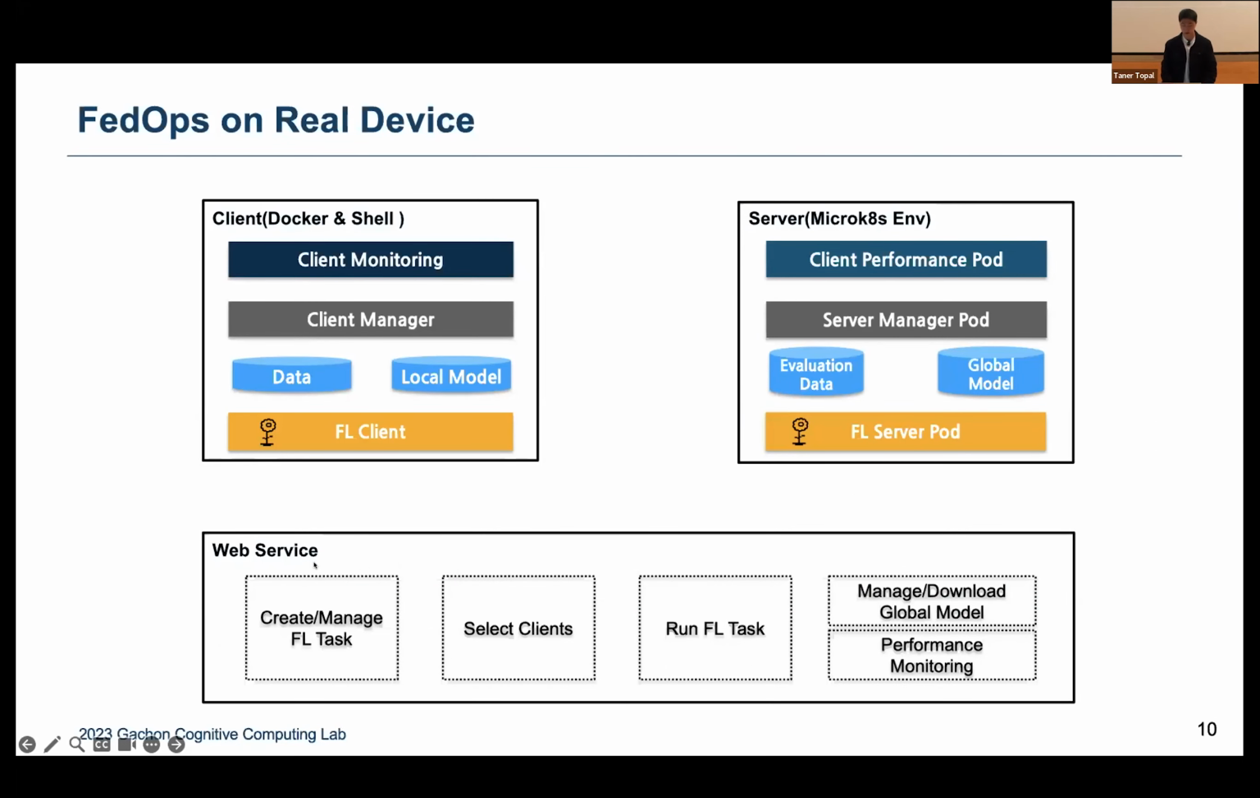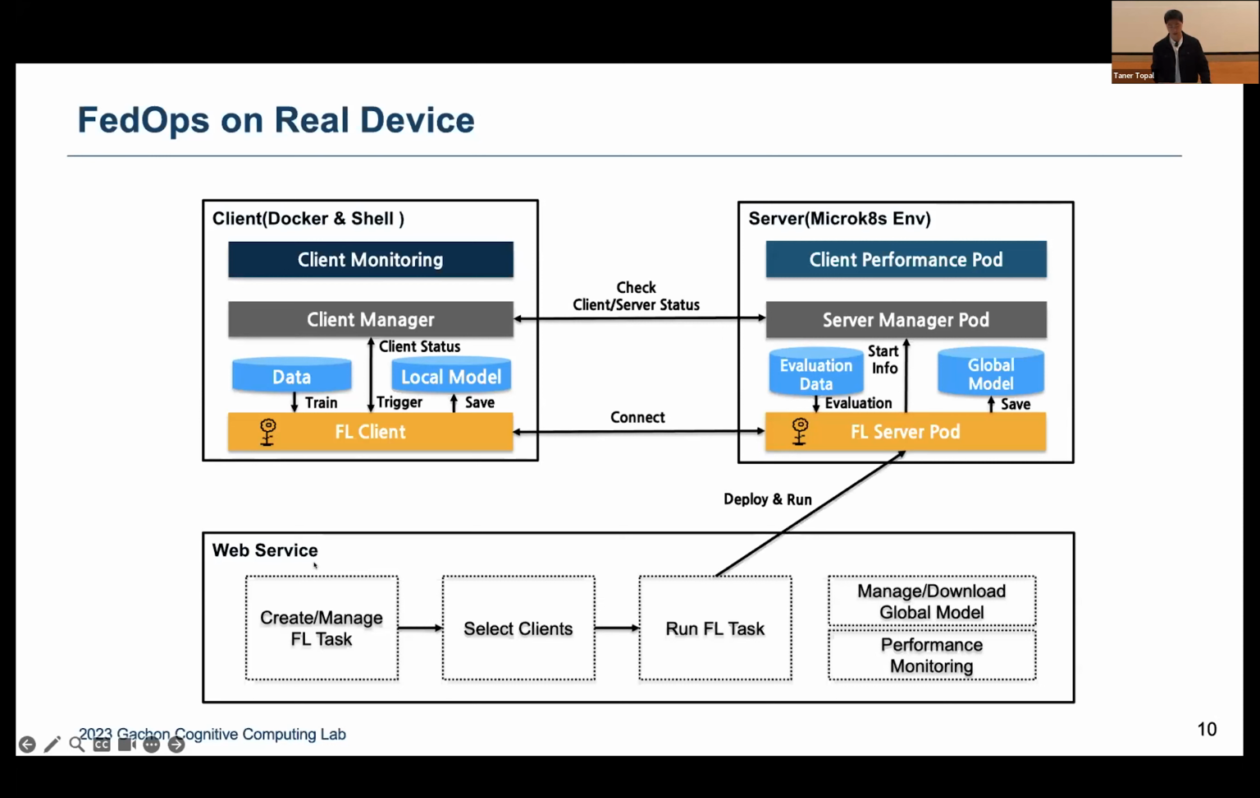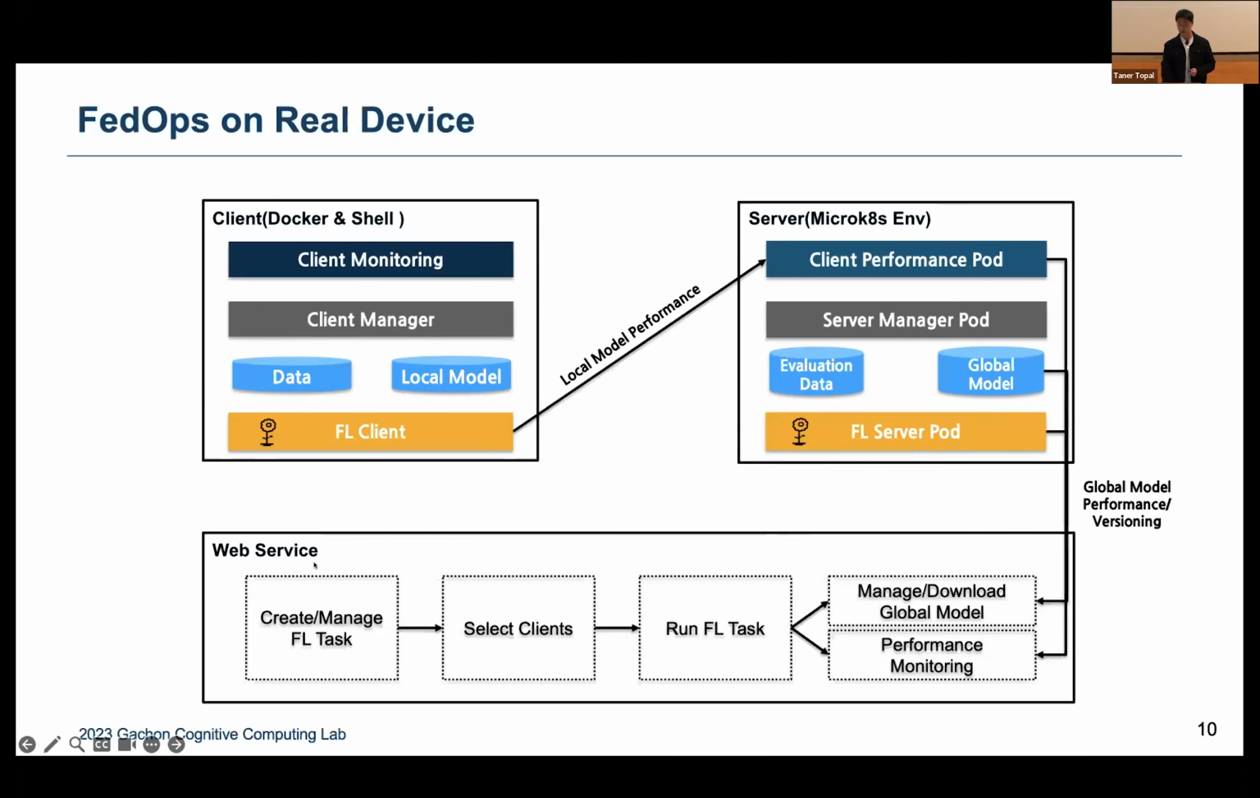And we developed a FedOps web service to manage the lifecycle operations of FL on real devices. Users can create FL tasks and register the task ID in the client. Once the user selects the clients that participate in the FL round, the user can run the FL task, which deploys the FL server. As FL is performed, the user monitors local and global model performances, and manages and downloads the global model through the web interface.